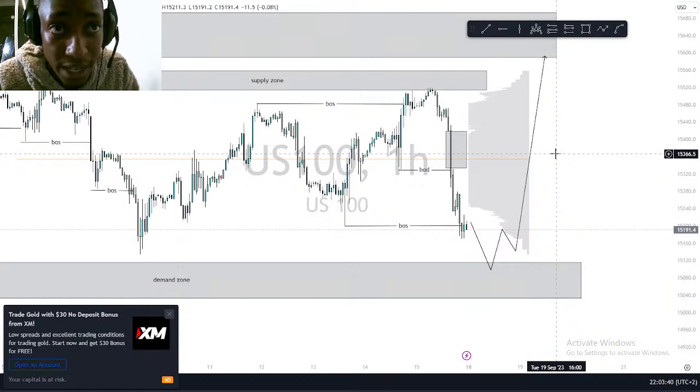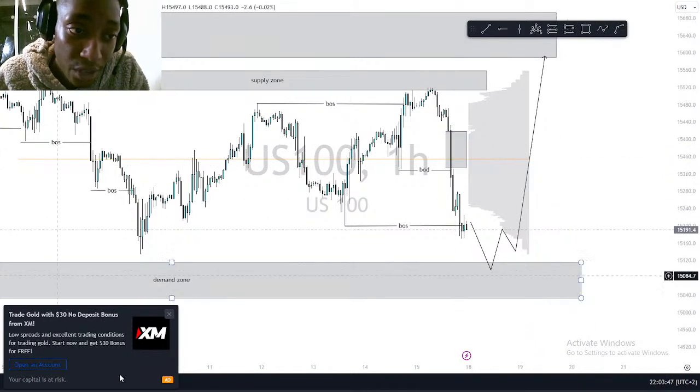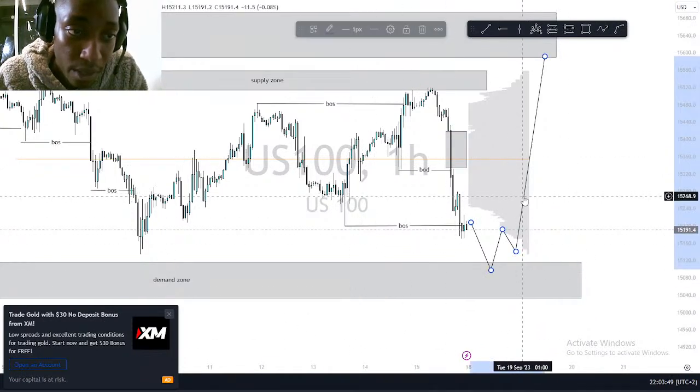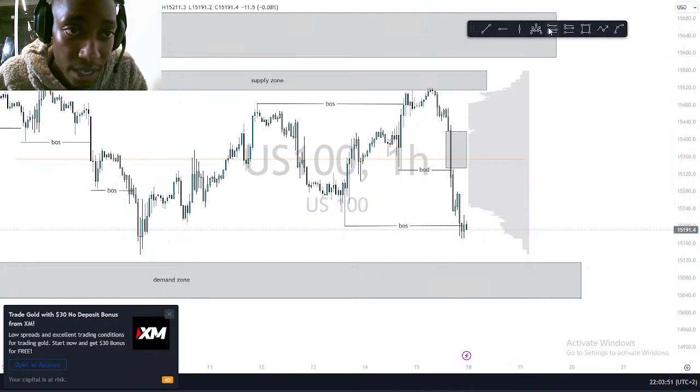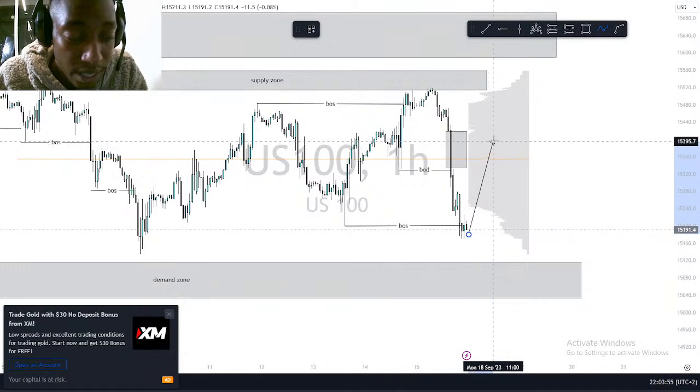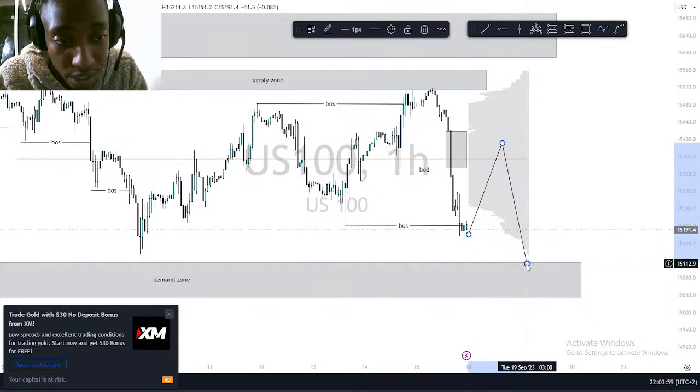Is it going to break and push down, or does it go up for that fair value gap, and then we know that if it taps on that fair value gap... But with me, this is what I'm looking at, guys. I'm looking for the market to go to that fair value gap, and then we push to the downside.